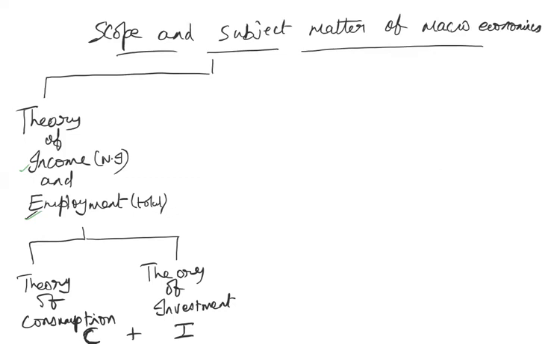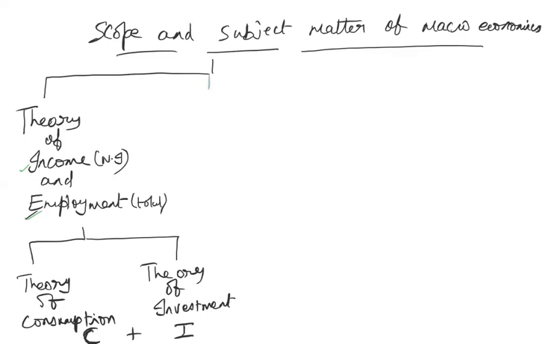But then the Great Depression proved that the country does not have full employment. Unemployment is the common thing. So in order to increase the level of employment in a country, we should increase the demand for consumer goods and the demand for investment goods. How to increase the demand? That depends on so many factors. Those topics are covered in the theory of income and employment, which includes the theory of consumption and the theory of investment. So that is the first topic covered under macroeconomics.